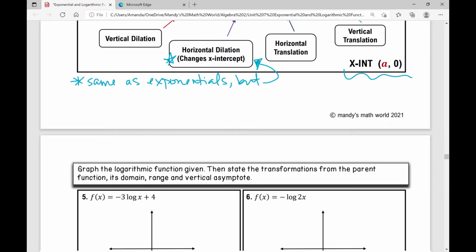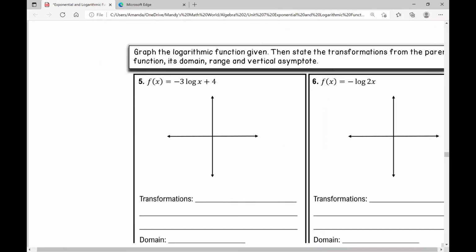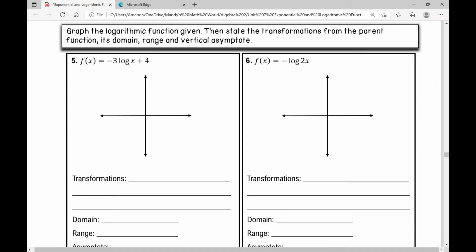In example number 5, negative 3 times the log of x plus 4. We're going to do the same things for these next 4 examples. So that negative 3 out in front, what's happening here? It's going to reflect across the x-axis, right? So it's going to flip. It's a vertical dilation or stretch, whatever you want to write, by a factor of 3. And it's a shift up 4 units.